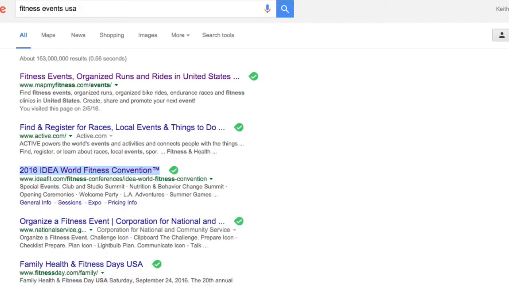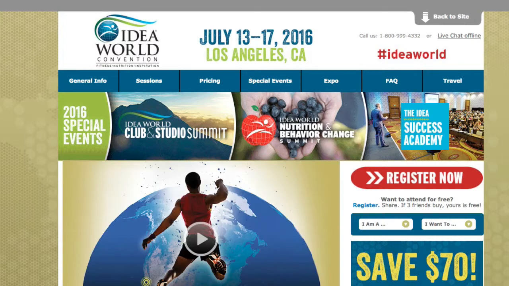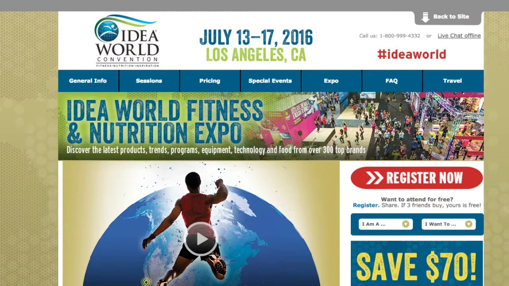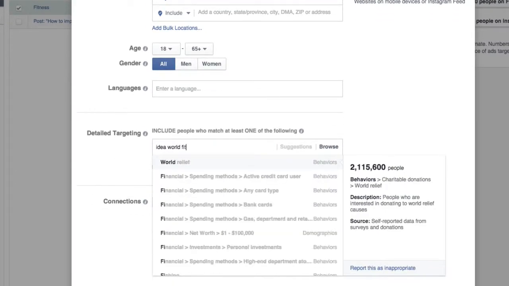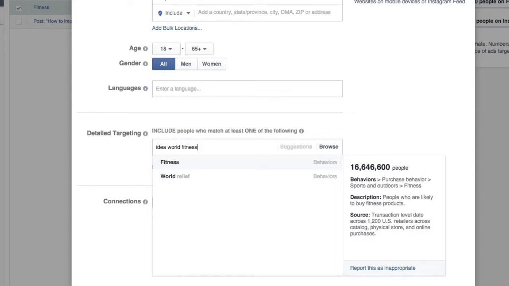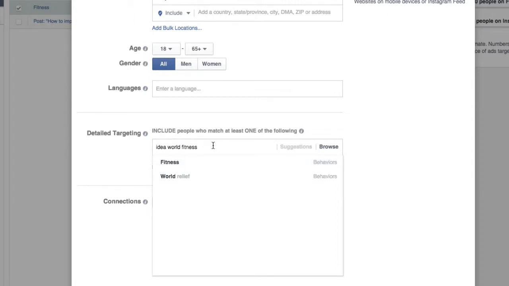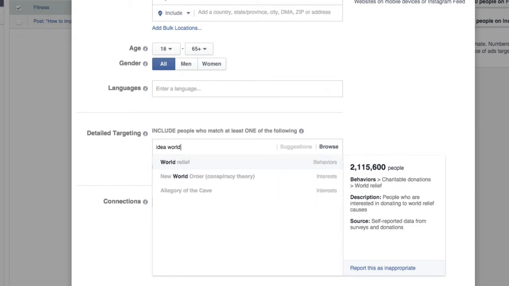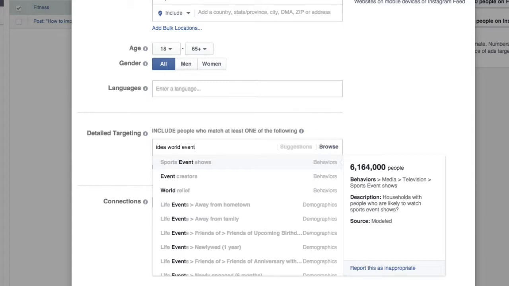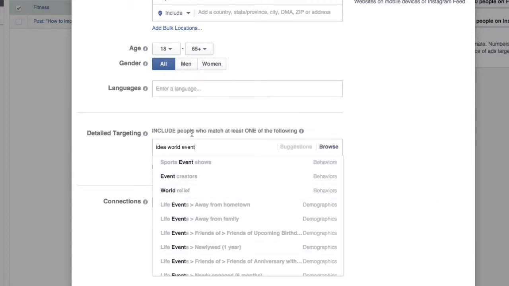Okay, so let's actually go ahead and put that into our Power Editor. So it's the Idea, let's see, this is called the Idea World Convention. Idea World Fitness. Okay, let's see if that comes up. Idea World Fitness. So that one's not coming up in that. World Event. Sports event. Yeah, so that particular one isn't coming up there.